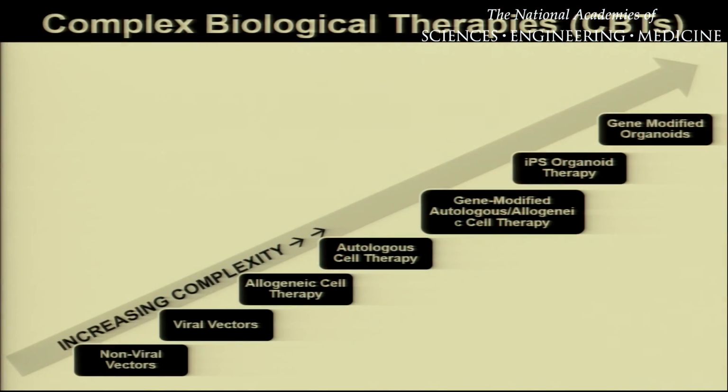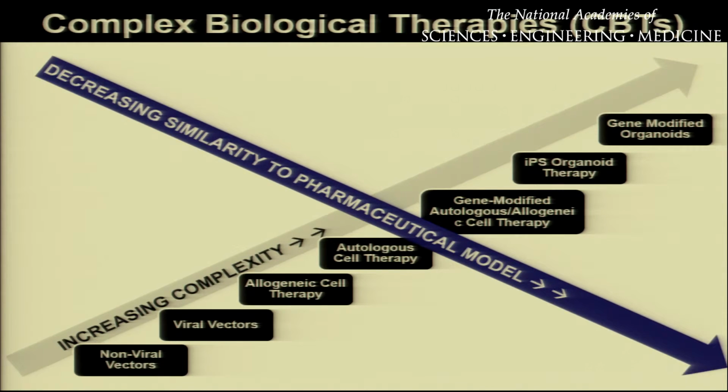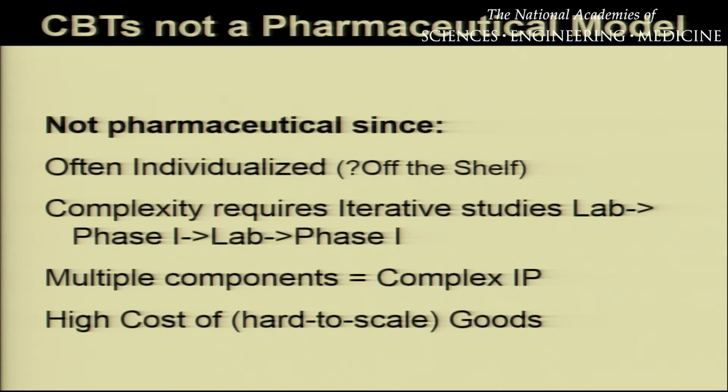The problem is that as you go from biological therapies that are relatively simple, like non-viral vectors, towards ones that become increasingly complex, to the kind of totally individualized therapies that Steve was describing, or the combination therapies that I've just described, the similarity to the conventional pharmaceutical model progressively declines. And it declines because these therapies are often individualized, even if some of the components are off the shelf. Their complexity means that you can't follow the standard drug development pathway from preclinical, phase 1, phase 2, phase 3.